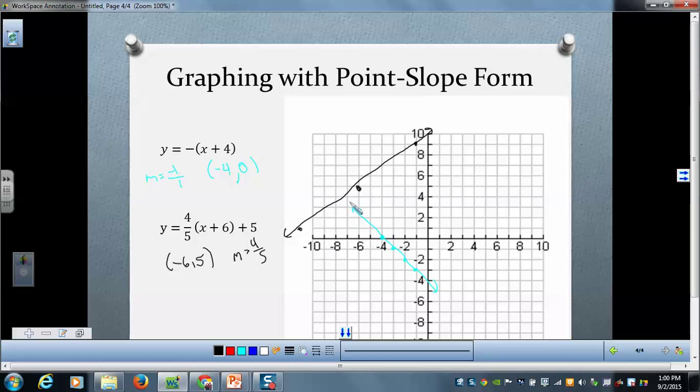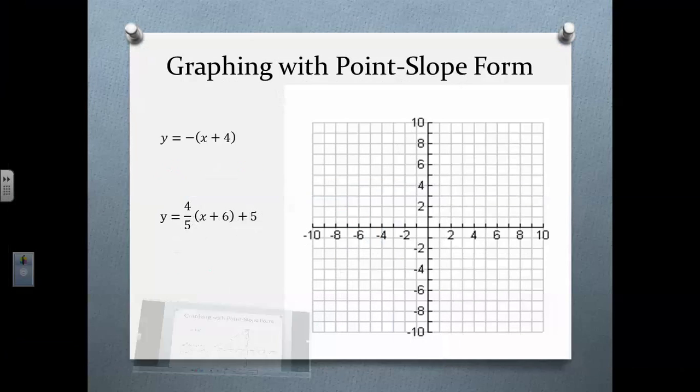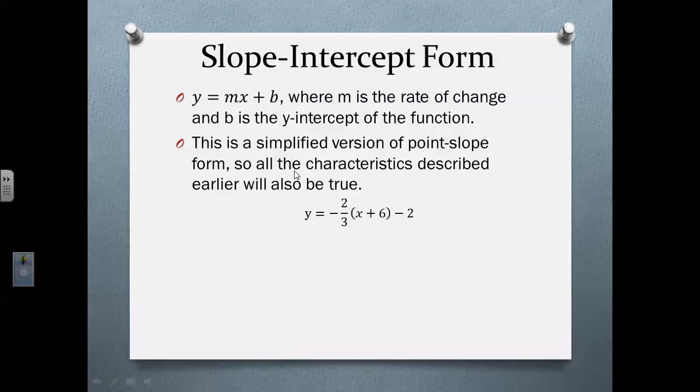All right, so let's take a look at our next form, which is slope-intercept form. Now slope-intercept form is y equals mx plus b, where m is the rate of change, so that's still the slope like we were just talking about, but b is the y-intercept. Now what I want you to realize is that this is just a simplified version of our point-slope form. So all the characteristics we just described with point-slope form we're going to carry through with slope-intercept form.